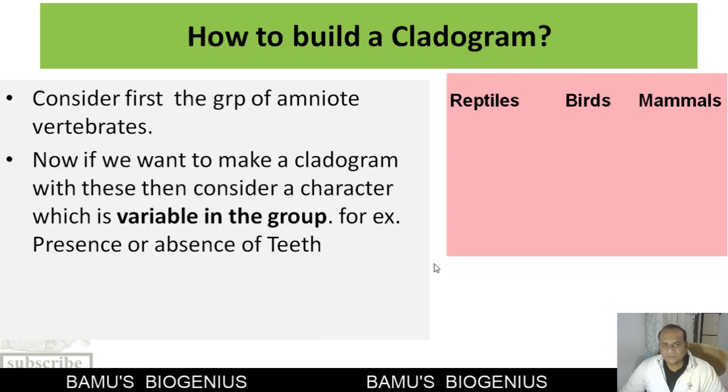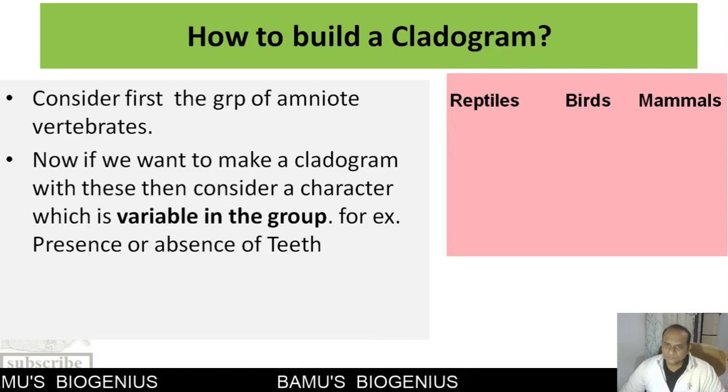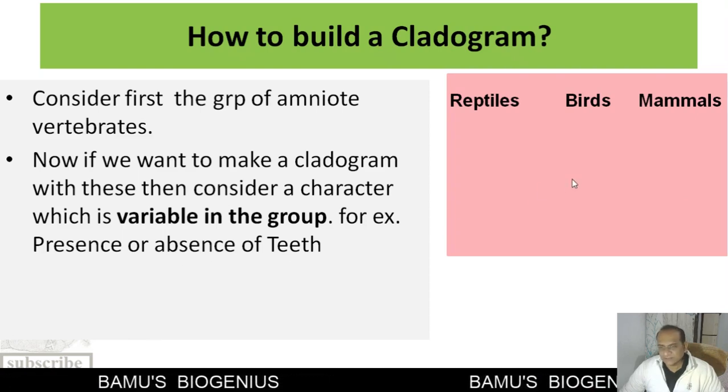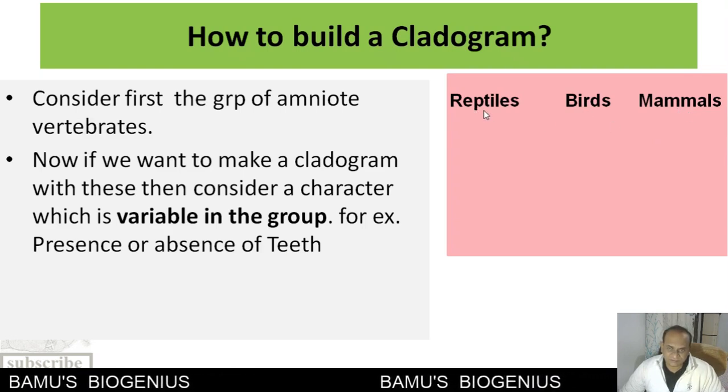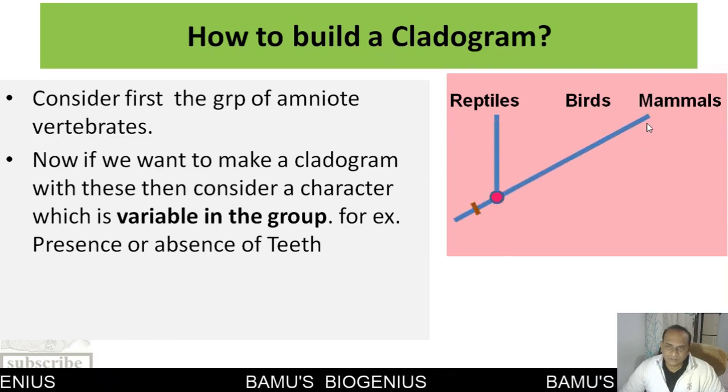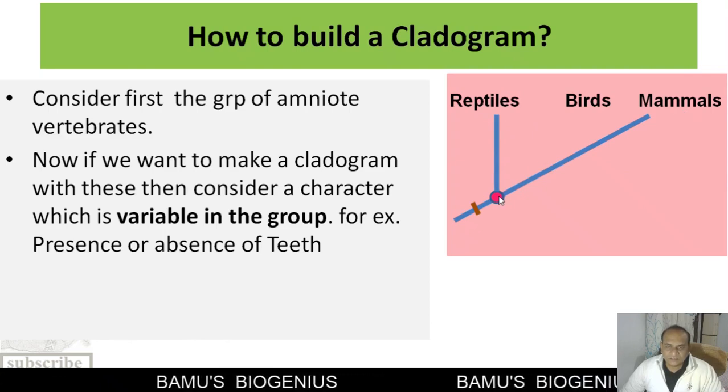Now, if we want to make a cladogram with these, then consider a character which is variable in the group. We have to take a particular character which is variable in this group. So we will take here the presence or absence of teeth. Why have we taken this? Because mammals have teeth, reptiles also have teeth, and birds don't have teeth. So you can see here, this is how we can connect the reptiles and mammals. And you can see here, this is a node.